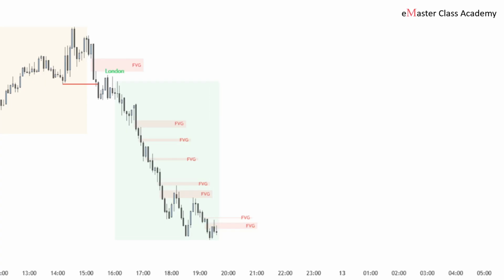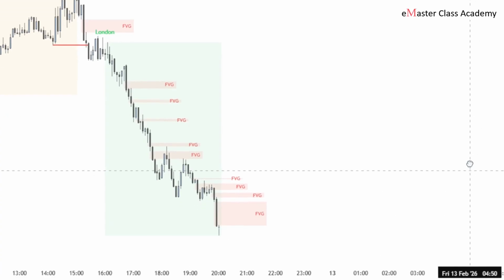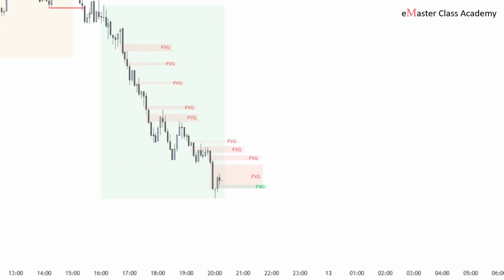Structure shifting means control is shifting. And when control shifts, that's where opportunity begins.